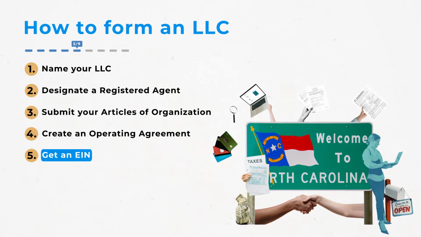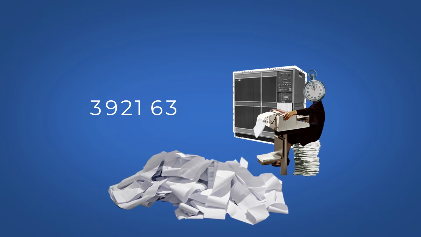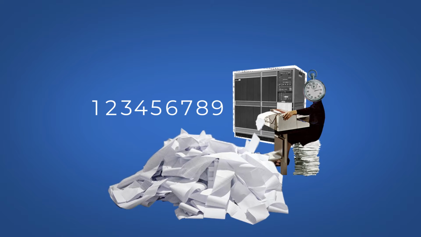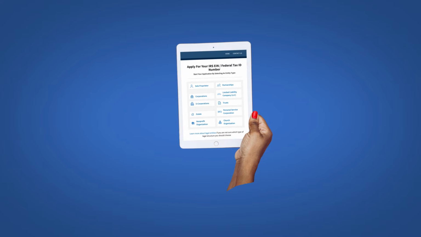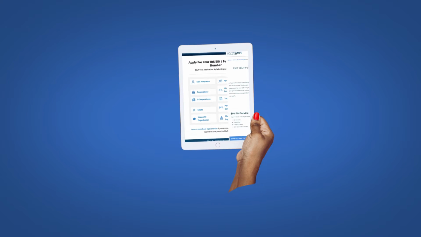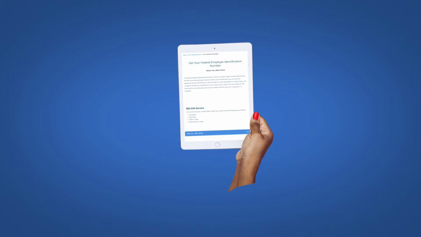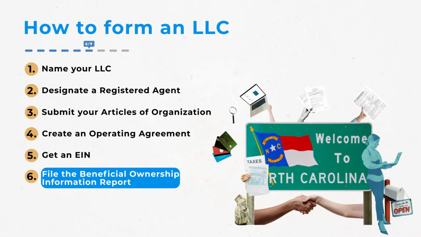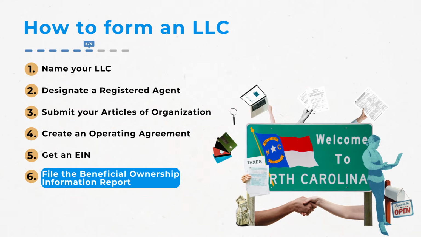This brings us to step 5. An EIN is a unique 9-digit number that the IRS assigns to your LLC for tax filing purposes, acting like a social security number for your business. You can apply for an EIN through the IRS website or file a paper form. You can also skip the hassle and hire Northwest Registered Agent to get the EIN for you. Once you have your EIN, you're ready for step 6, filing the Beneficial Ownership Information Report.